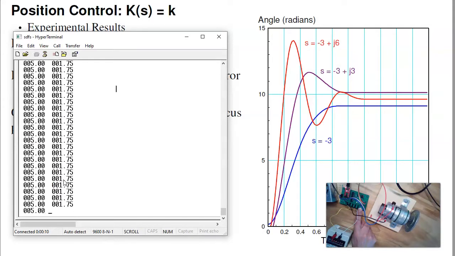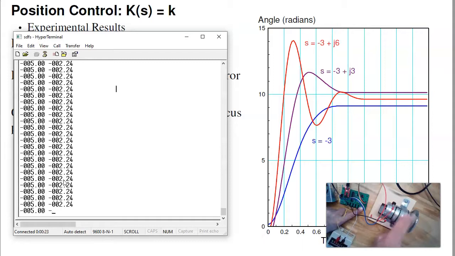Now this is a type 0 system. There should be no error for step input. Actually there is. The reason for that is static friction. If I hit dither on this, start banging the motor, that kind of breaks the static friction and makes the error smaller. But you're fighting static friction. Motors aren't truly linear. You actually have some nonlinearities in them. That nonlinearity, the static friction, is what's causing the trouble. But that's the response at minus 3.